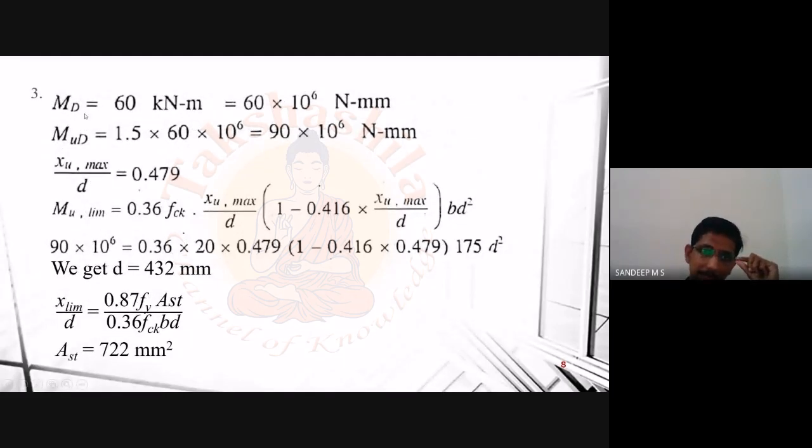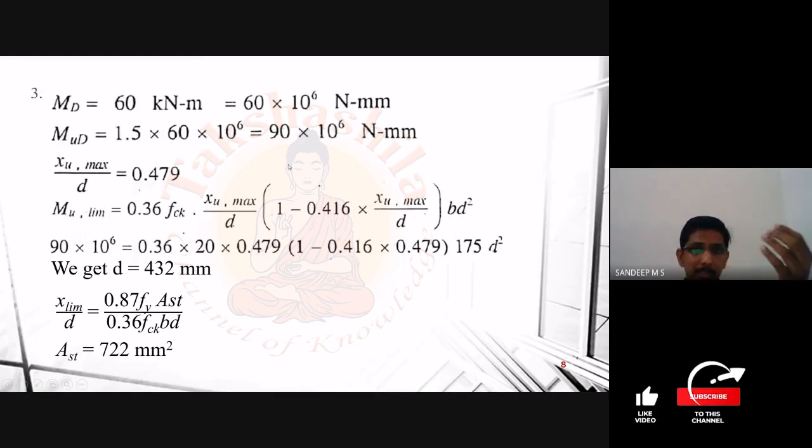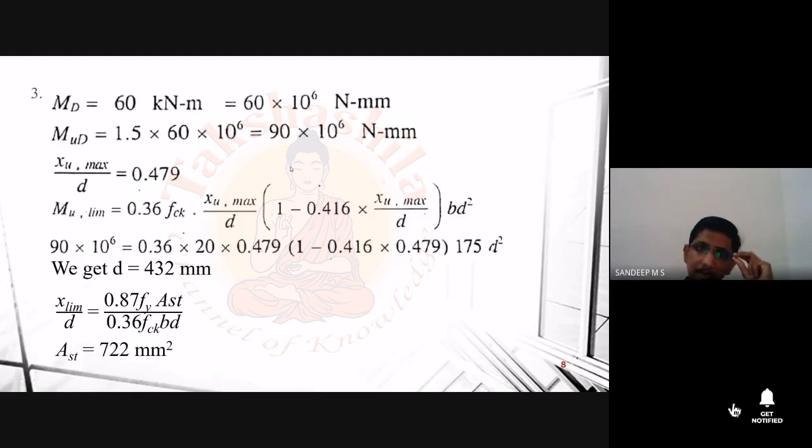So here we have Mu,d, which is calculated by multiplying 1.5 with the given value 60. In order to convert, and this is one of the major mistakes students make while doing the problem, please be very careful about the units. Our fck and grade of concrete, and other things, are given in MPa, that is Newton per millimeter square. So it is always better to do the problems after converting everything into Newton millimeters. As the first step here, 1.5 into 60 into, since we are provided with kilonewton meters, we multiply by 10 raised to 6. Finally, we can see that our design moment will be 90 into 10 raised to 6 Newton millimeters.